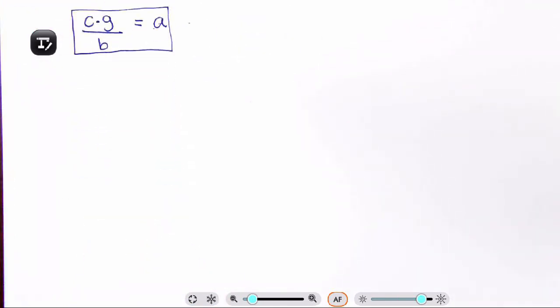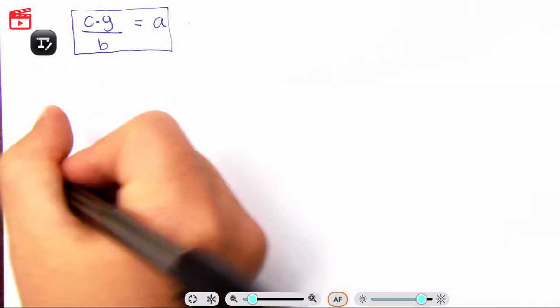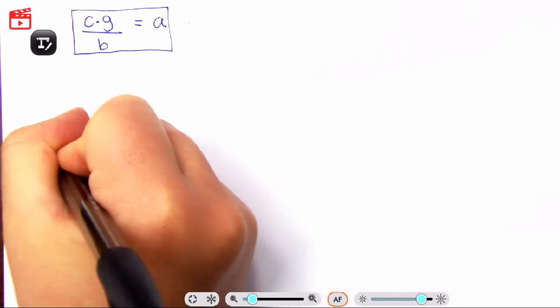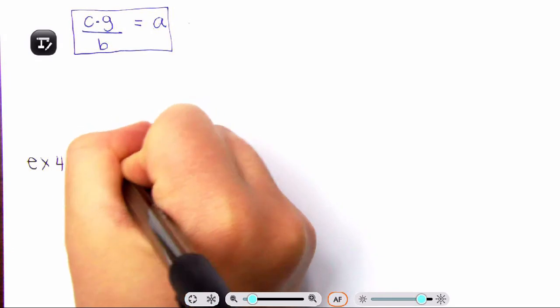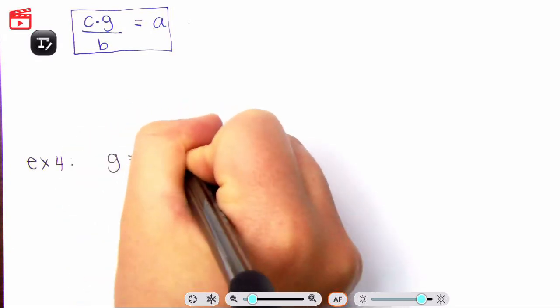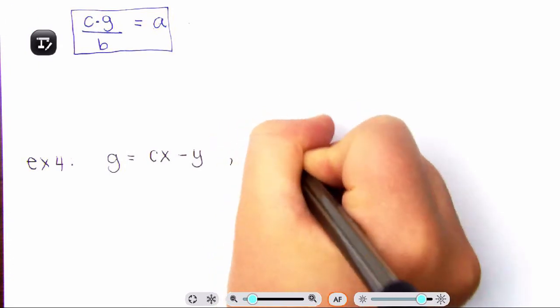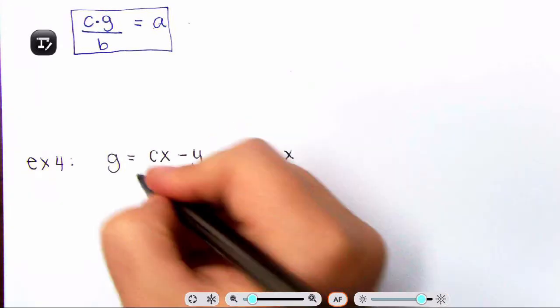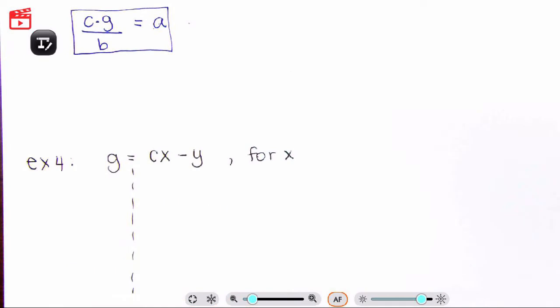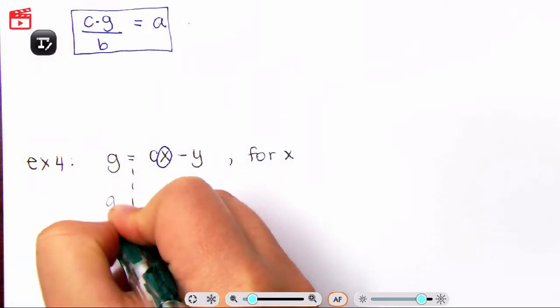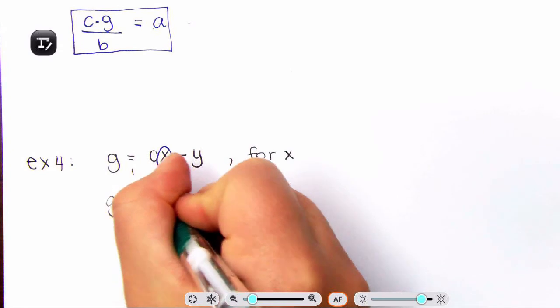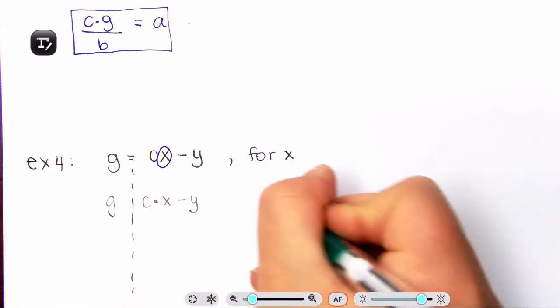All right, let's try another one. G is equal to cx minus y, and we want to solve for x. Okay, dotted line. Where is the variable that we want to solve? It is here. So I'm going to rewrite this. I'm going to say what we have and rewrite it. I have g equals c times x minus y.